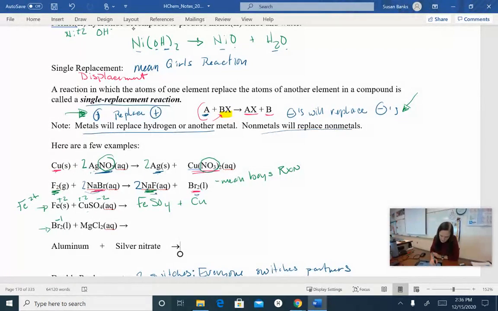Magnesium is in our second group, second column, alkaline earth. It has a +2 charge, and chlorine has a -1 charge. Okay, so now we have to think: do I have two positives that can switch places with each other, or do I have two negatives that can switch places with each other? I have two negatives in this case, so bromine and chlorine are going to switch places.